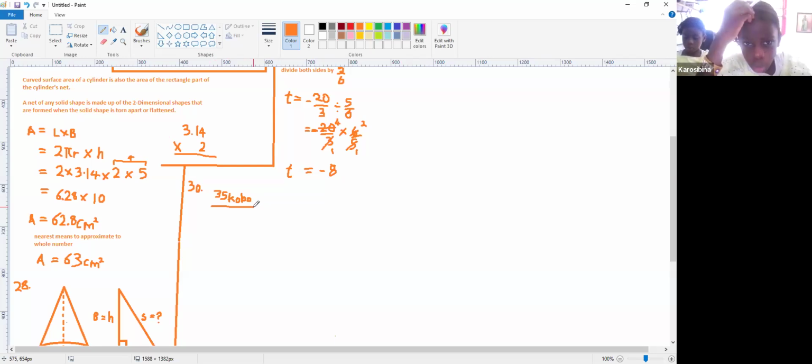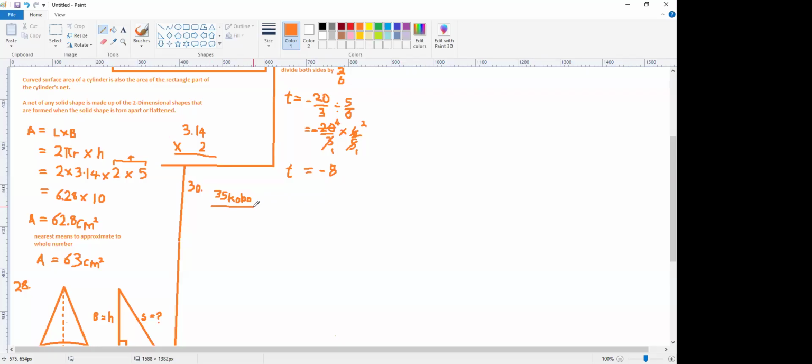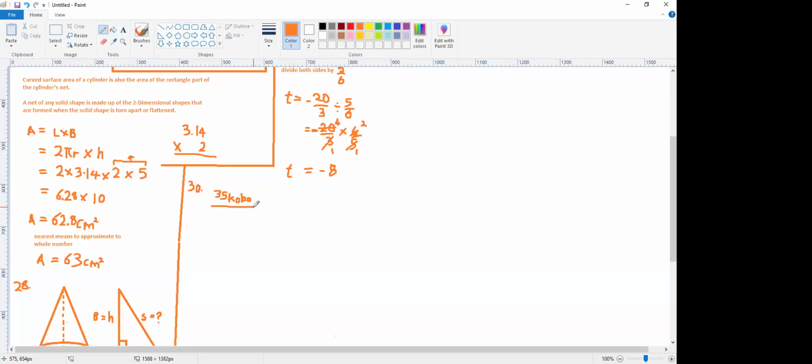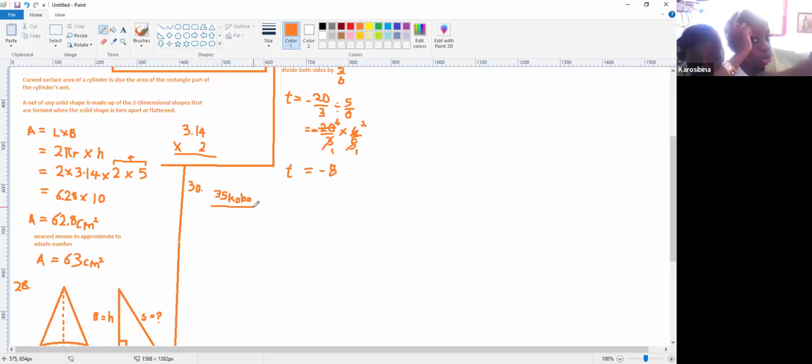If you change 35 kobo to naira, I will times it by 100. I didn't ask you to change anything to naira. I said 35 kobo will be what? Numerator or denominator? Which one will it be? You read the question. It will be numerator. Thank you.